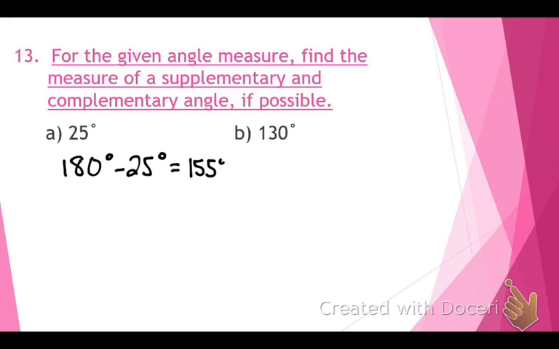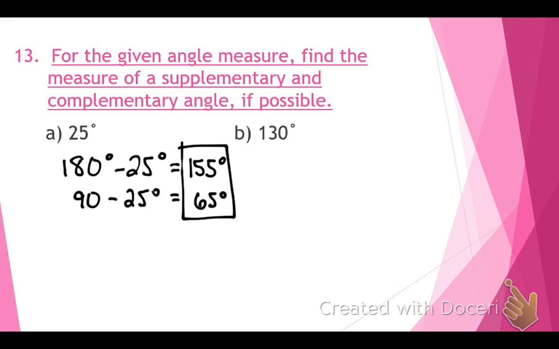155 is correct. Now remember, we're not finished because it has also asked us to find the complementary angle. Katie, what do complementary angles add up to? 90 degrees. 90. So how do I figure out this angle? You would subtract 90 by 25. And what do you get? You would get 65 degrees. All right, very good. So that's our supplementary and our complementary angles.